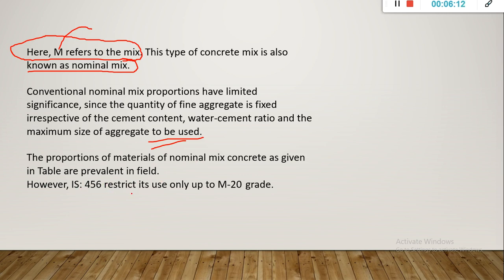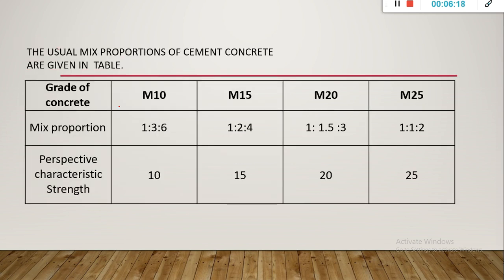However, IS 456 restricted it only up to M20 grade. So we have to remember these tables. Sometimes in the exam, they may ask about M10 concrete or mix proportion: M10 is 1:3:6, M15 is 1:2:4, M20 is 1:1.5:3. Here 1 means cement, 1.5 is sand and 3 is aggregate.